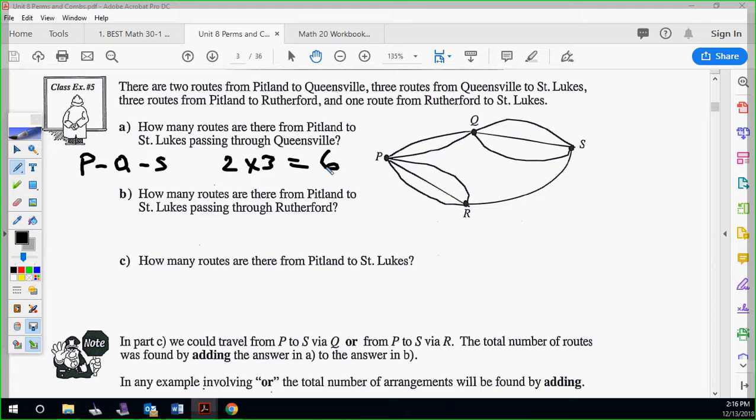Okay, how many routes are there from Pitland to St. Luke's past through Rutherford? So you're going the other way. So you're going here, here. There's 3 to Rutherford. And then from Rutherford to St. Luke's, there's 1. So that's P, R to S.